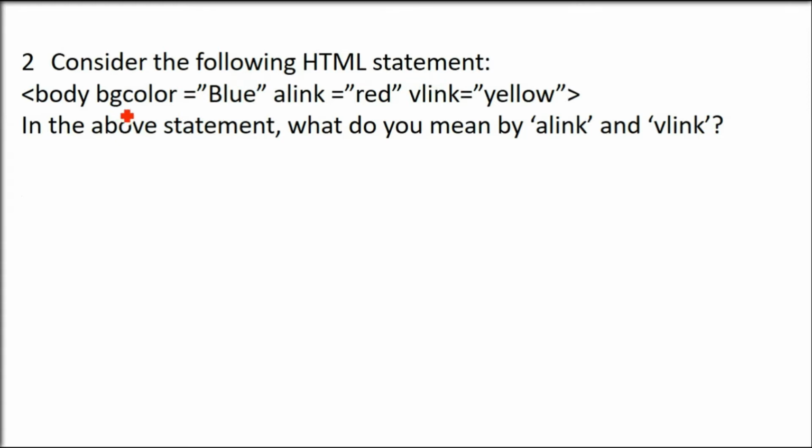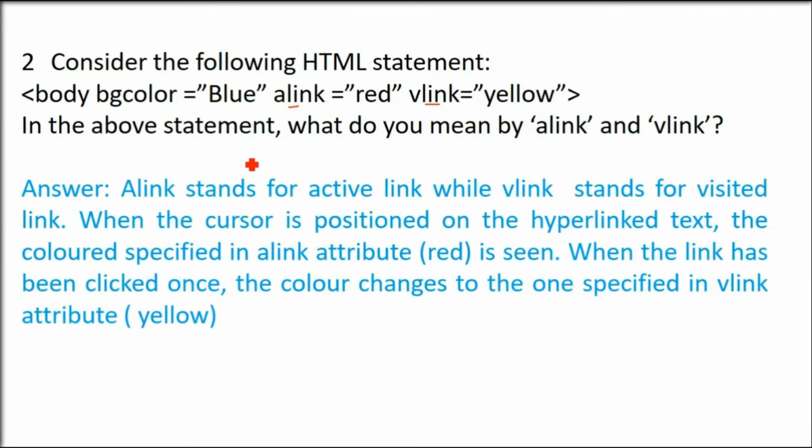Consider the following HTML statement. And we have to say what it is doing with this A-link and V-link. So the background color is blue, A-link is red, and V-link is yellow. Here, first, let me tell you that A-link, A is for active. So this is the active link. When we say V-link, here V is the visited link.